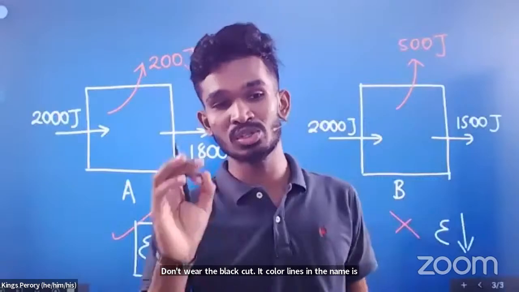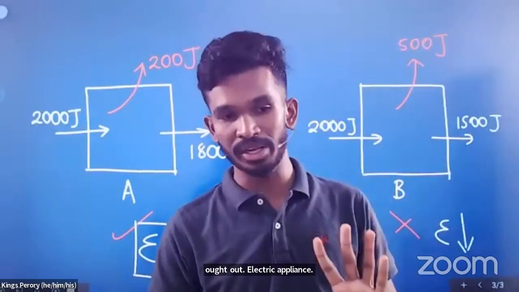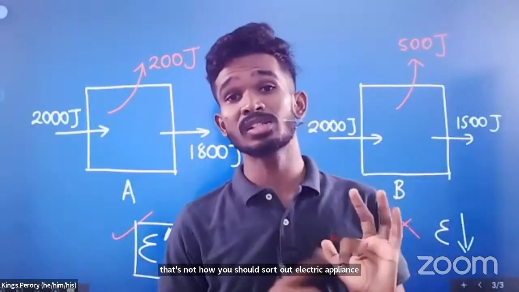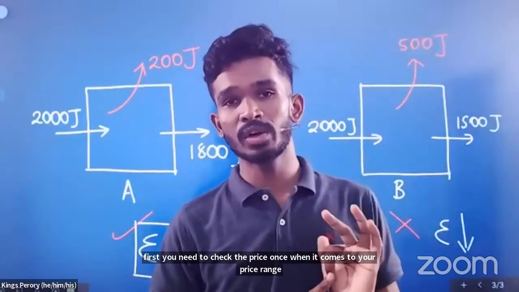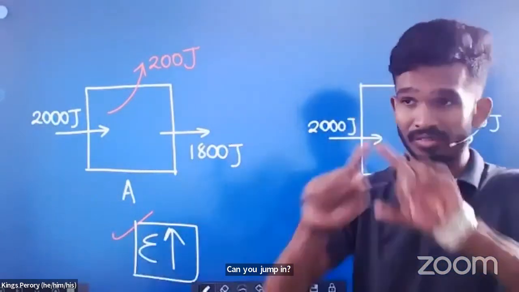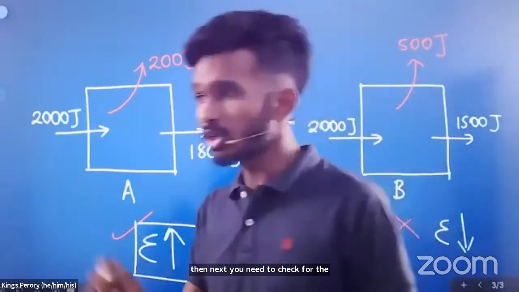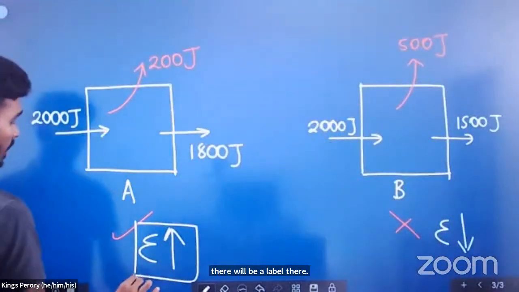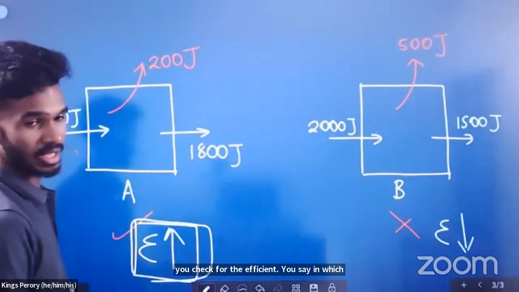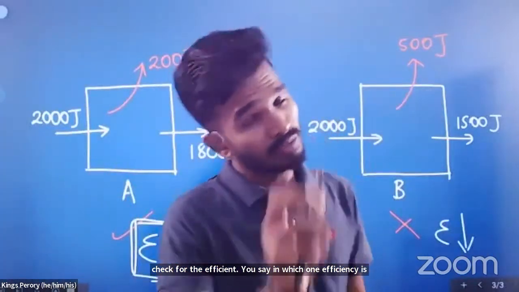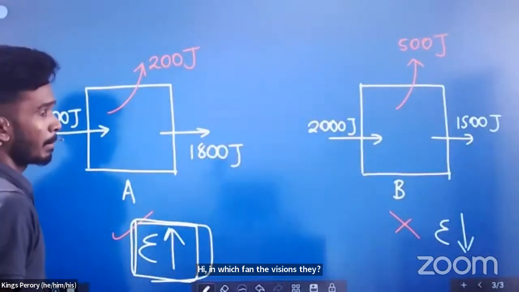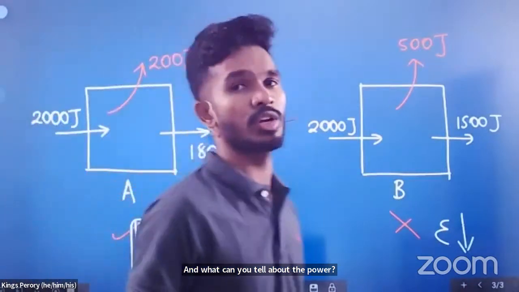That's not how you should sort out an electric appliance. First, you need to check the price. Once it comes to your price range, listen. Next, you need to check the label. You check for the efficiency. You check in which fan the efficiency is high. And what can you tell about the power? Should power be high or low? Which one do you need to buy? Low.